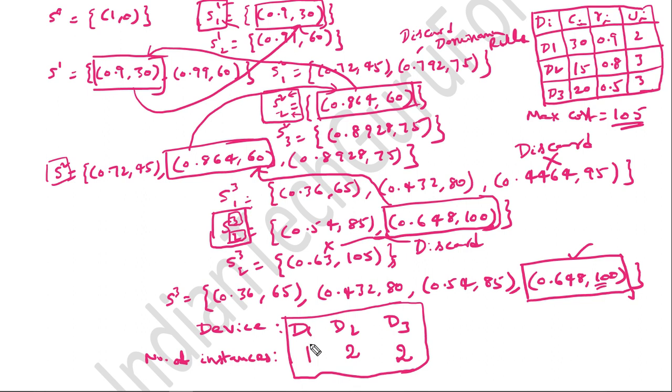If we purchase one instance of device 1, then what is the cost? The cost is $30, plus if I purchase 2 instances of device 2, what is the cost? 15 into 2, that is 30, plus if I purchase 2 instances of device 3, then what will be the cost? 20 into 2, 40. That is 30 plus 30, 60, 60 plus 40, 100. So using $100, I can establish this particular system, and the maximum cost is 105. So the required cost is less than the maximum available cost.